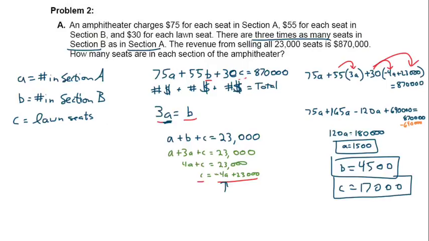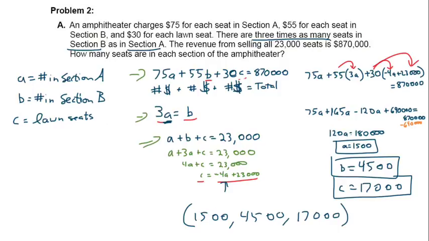Or you can write it as an ordered triple. 1,500, comma, 4,500, comma, 17,000. Although we haven't defined x, y, and z very well. But anyways, so that would be your answer. All right. The hardest part about this is getting those equations. Once you get the equations, these are cake. Just solve for a couple of variables and plug them in, and you're good to go. All right. Try the next one.